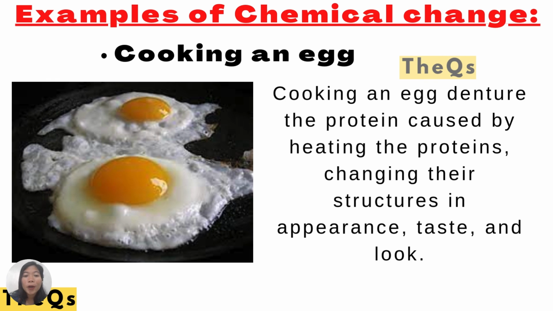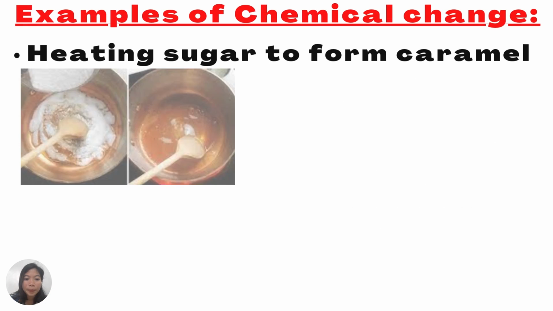Cooking an egg. Cooking an egg denatures the protein. Heating the proteins changes their structures, appearance, taste, and look. So when you are cooking an egg or even cooking food, then that is chemical reaction.